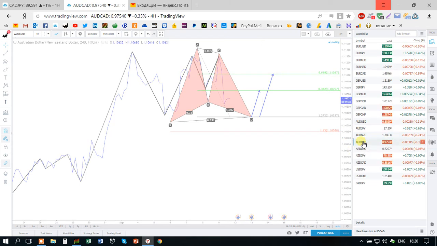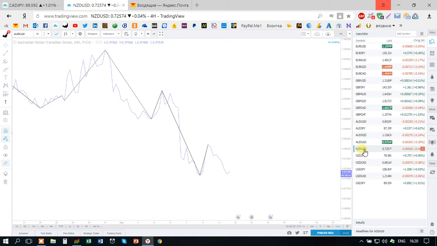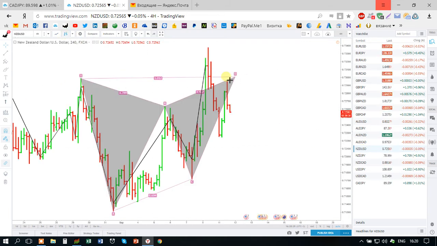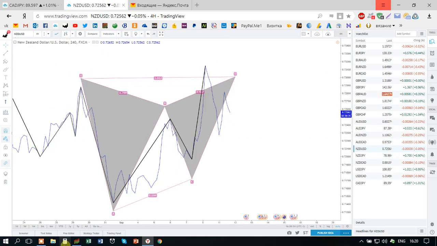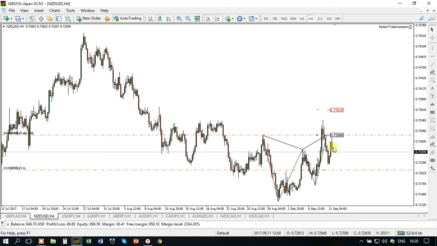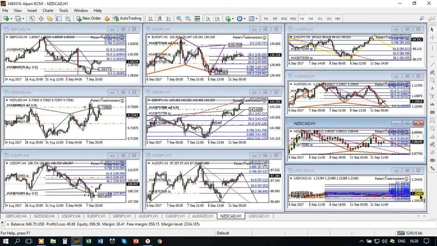Okay, Aussie CAD didn't have a lower low. We don't have it. New Zealand dollar, well, nothing happened. It still continues. New Zealand dollar 4 hour, yes, it's still rising. It almost hit my break-even level, but then it reversed. Maybe it will hit the second target of $52. Maybe it hits that. If not, then no.